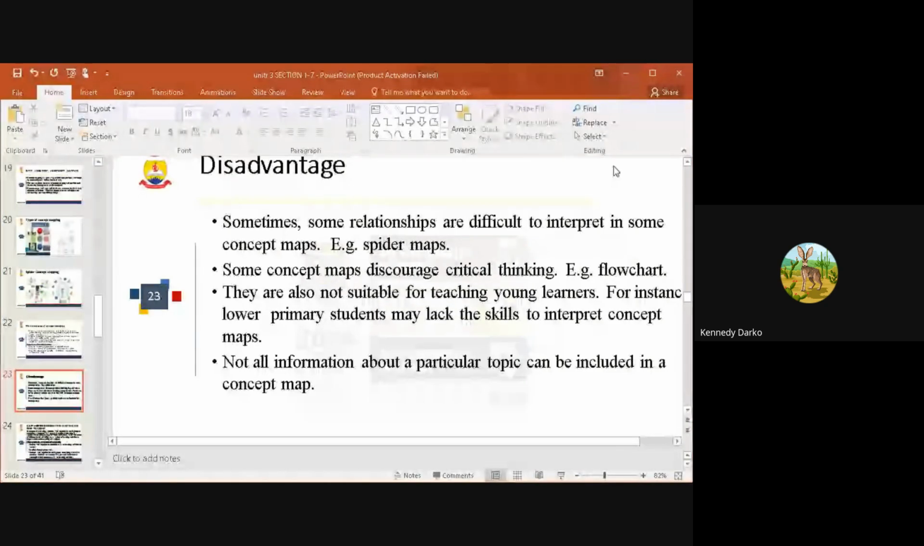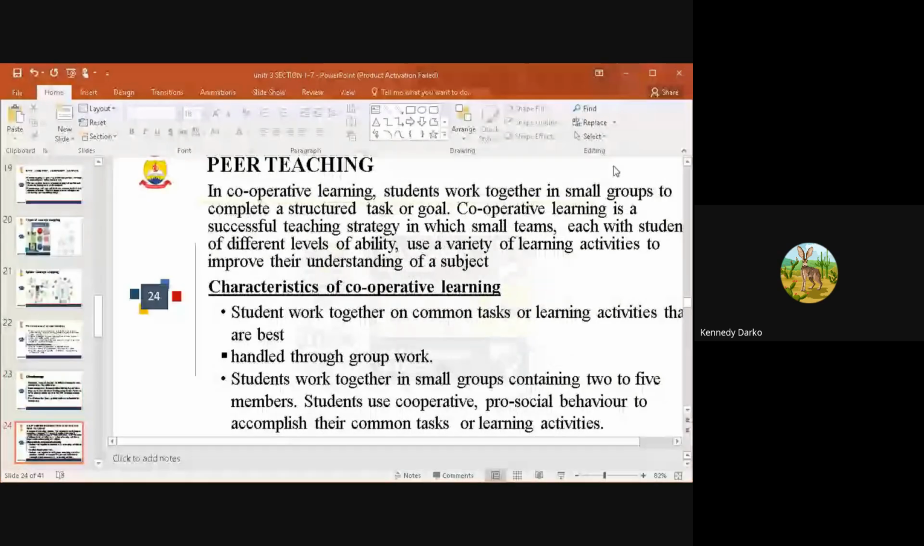They are also not suitable for teaching young learners. For instance, lower primary. How can you go and use a concept map to teach lower primary? You can't do that. Not all information about a particular topic can be included in a concept map. So it's not all the information that can be put on the concept map.